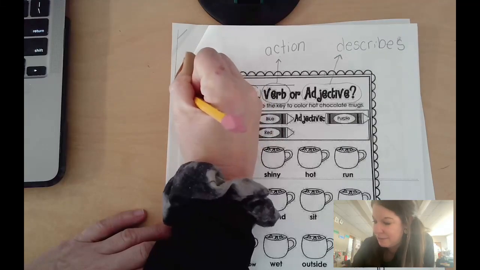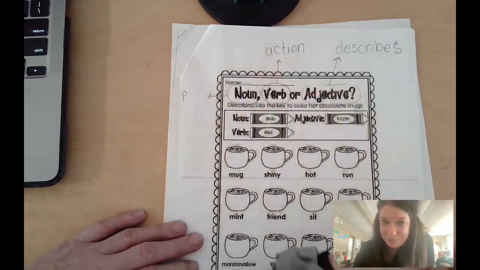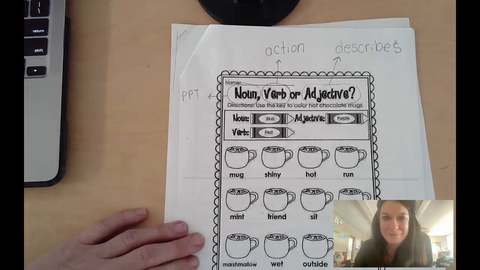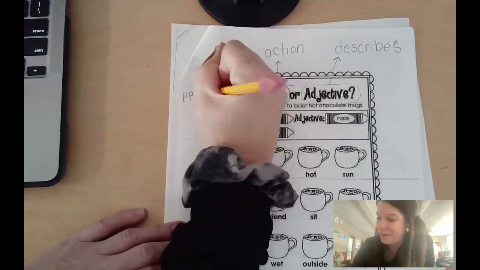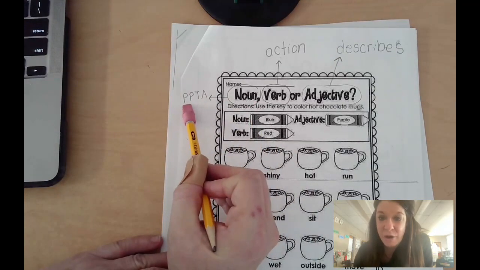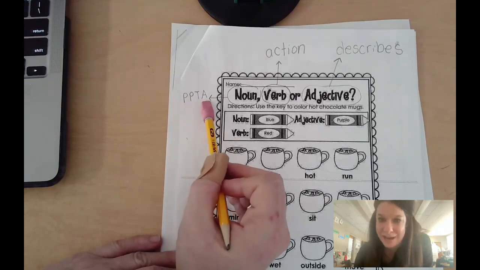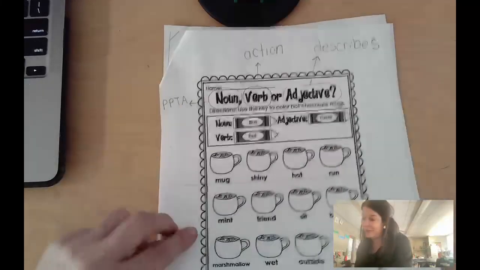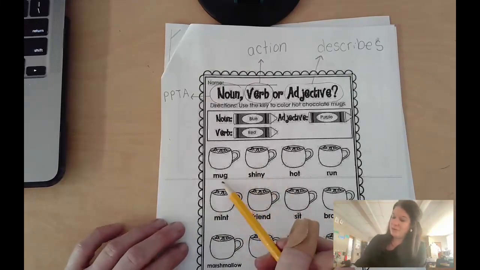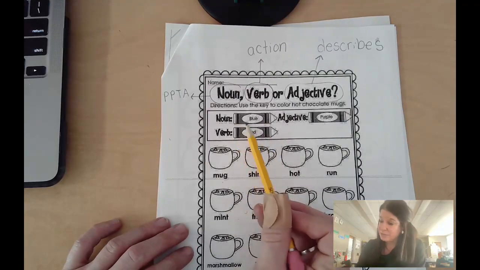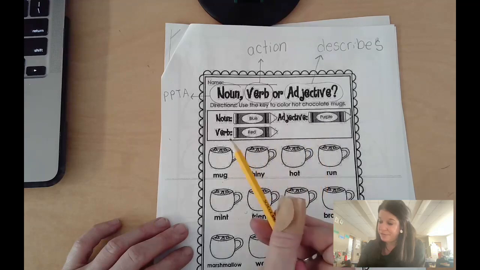I'm going to go P for person, P for place, T for thing, and A for animal. So every time you look at noun and you come over here, you're going to say, oh, it's a person, place, thing, or animal. Okay, and if you don't remember, just go back to the front page, okay? So I'm going to read and color the nouns blue, the adjectives purple, the verbs red.